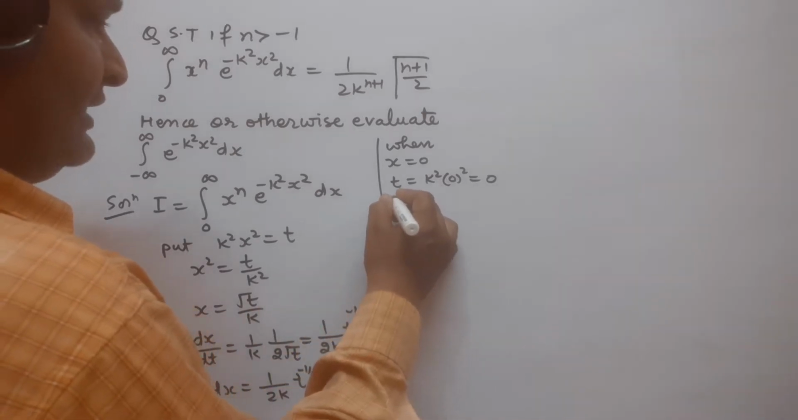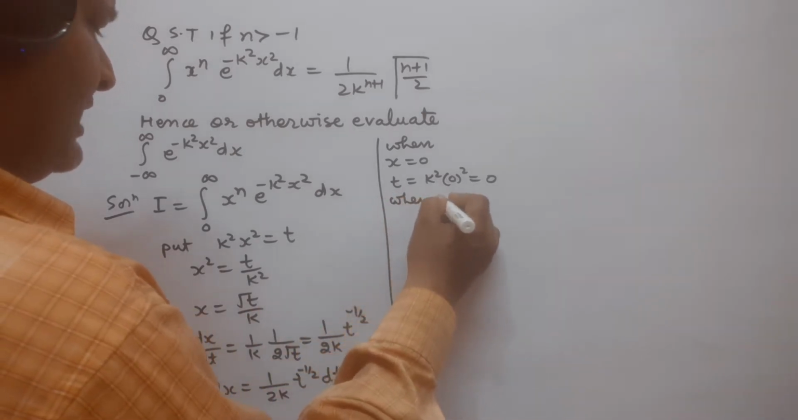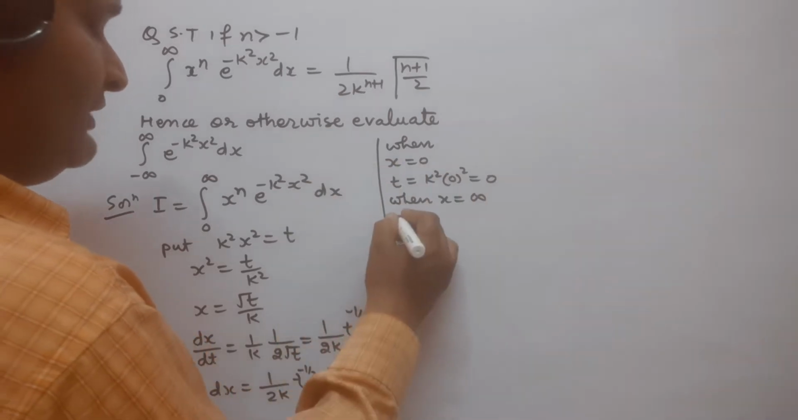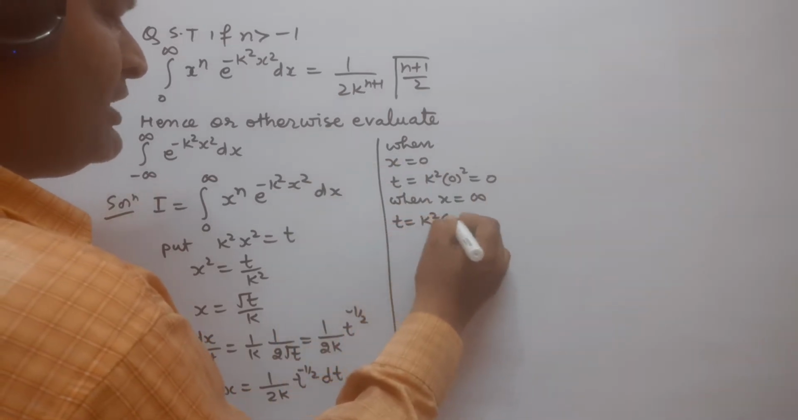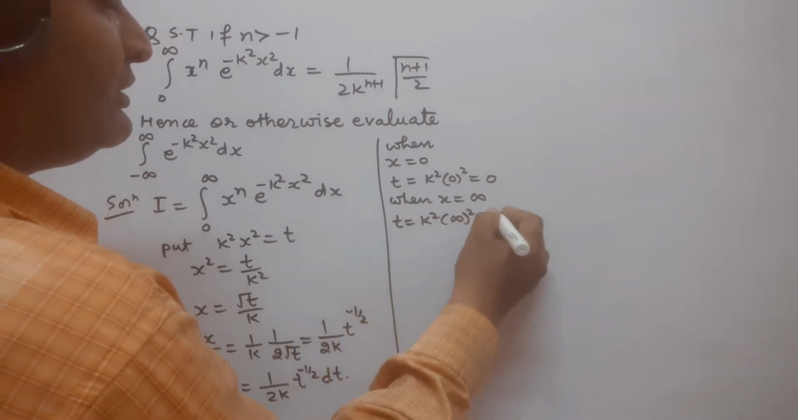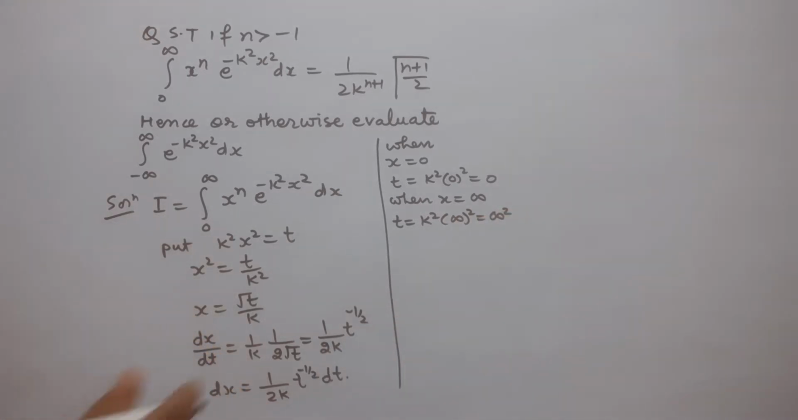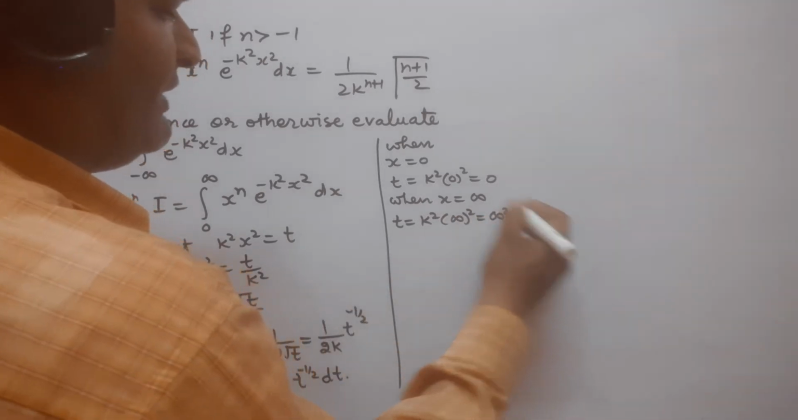And when we take the upper limit, that is x is equal to infinity, we get t is equal to k square infinity square, so this is infinity square. So we can write this is infinity.